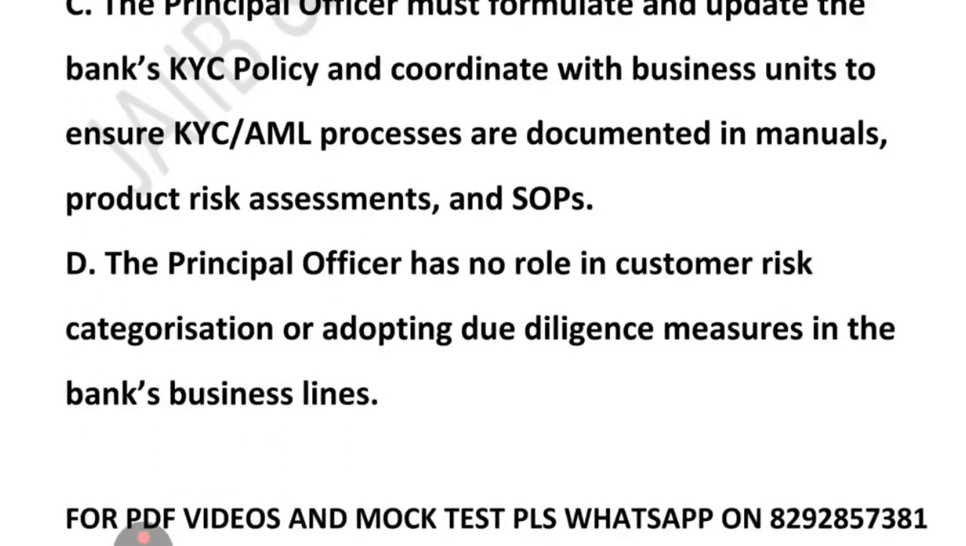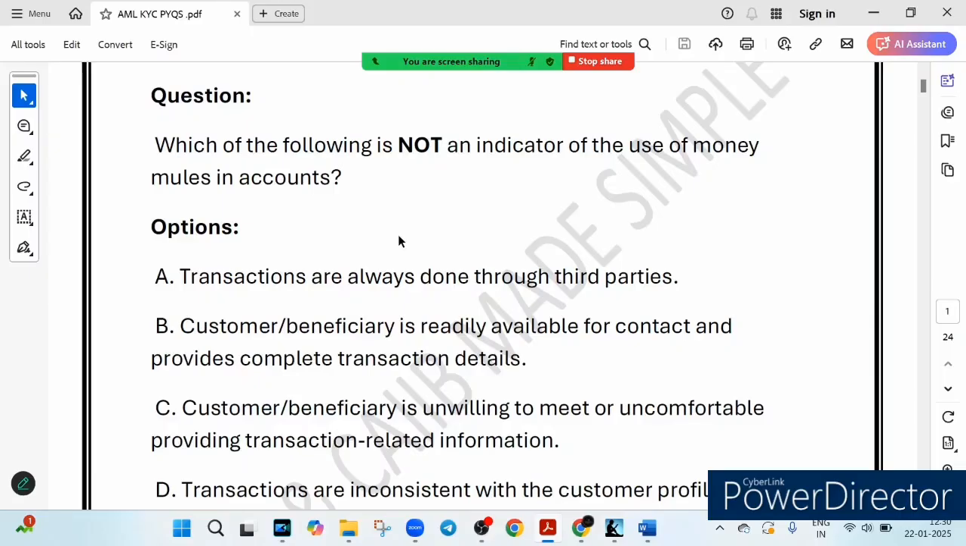What about option D? The principal officer has no role in customer risk categorization. Right. So the next question is, how do we spot the use of money mules in accounts?